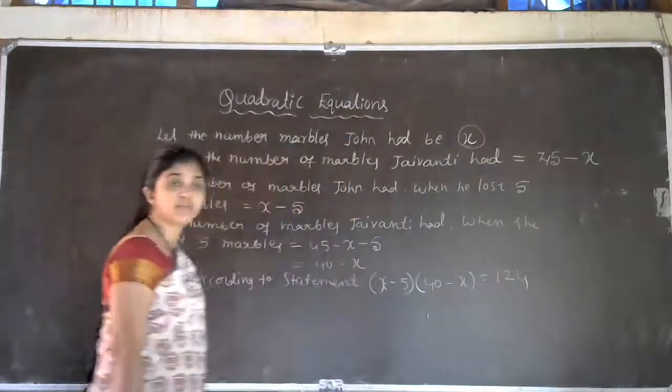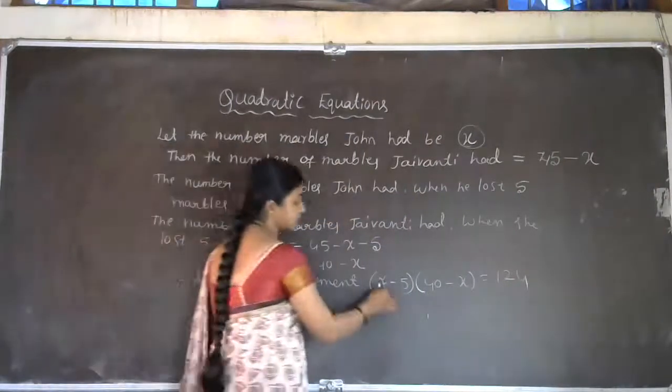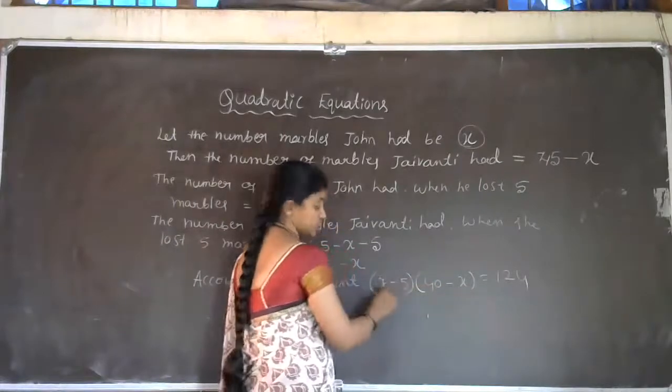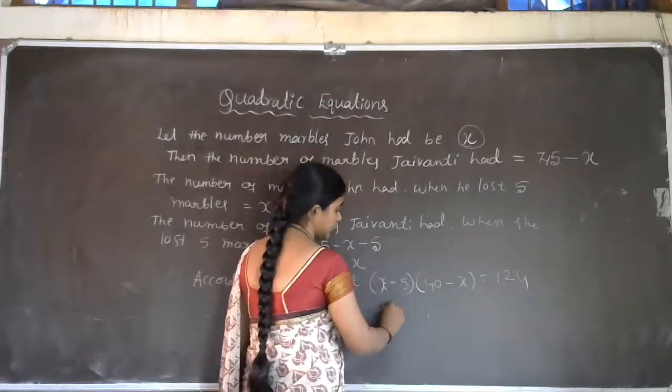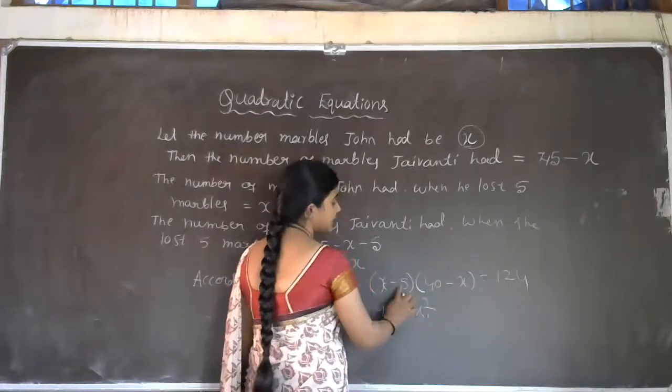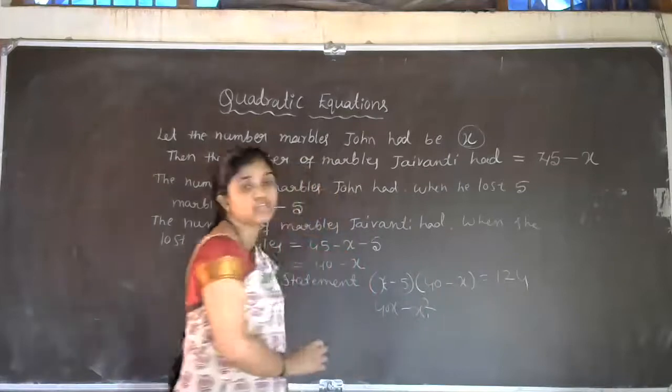Now can we simplify this one? So how to simplify this one? X minus 5 into 40 minus x. Just multiplication. X into 40, 40x. Then x into minus x, minus x square. Then 5 into 40, how much? 40 into 5.